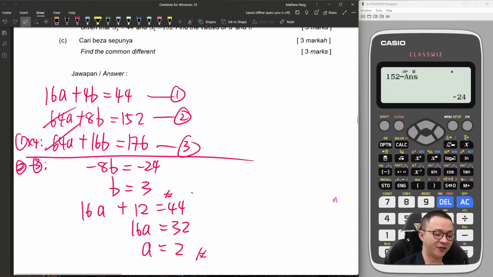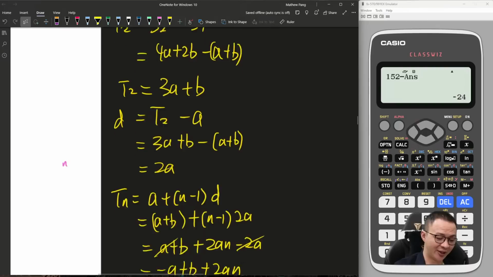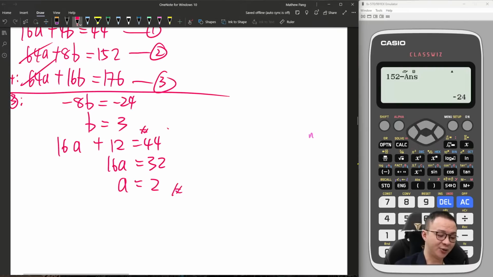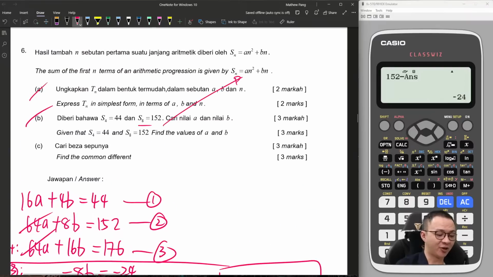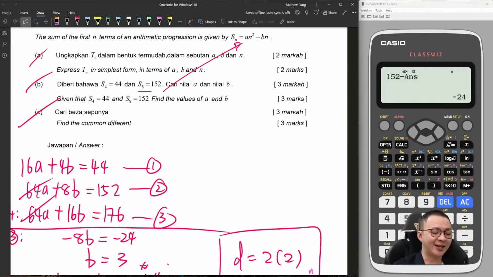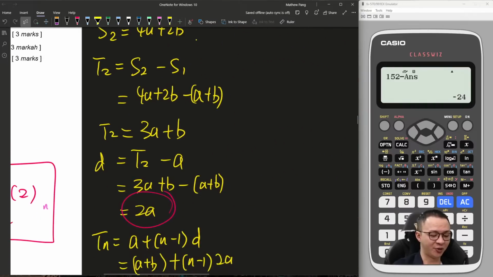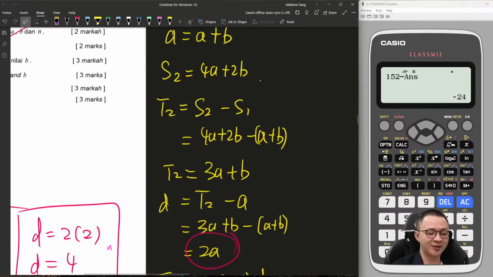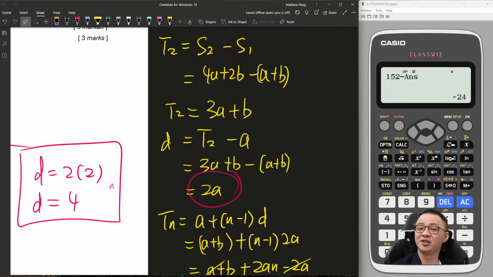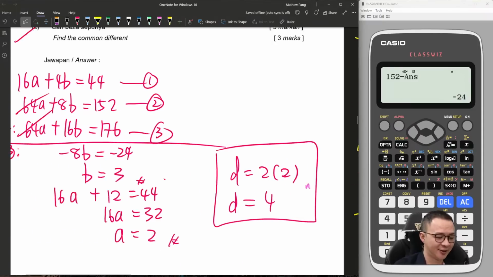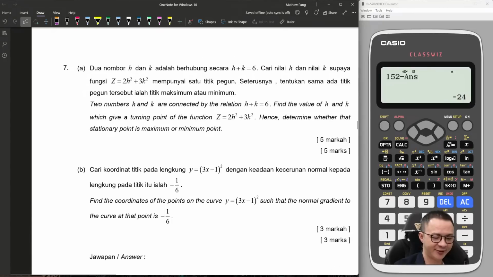Just now I already found the common difference, right? The common difference is what? D is 2A, right? Yeah, D is 2A. A is 2, right? So D is 4. Done. So they asked us to find a common difference. We just did. Yeah, they give 3 marks. Basically, I guess they assume you use the first method to find the Sn just now. So therefore, you will need to go through a lot of difficult process to find the D. But if you use the second method, the D is actually over here. You just sub in your A, then you get the answer. Okay, cool.